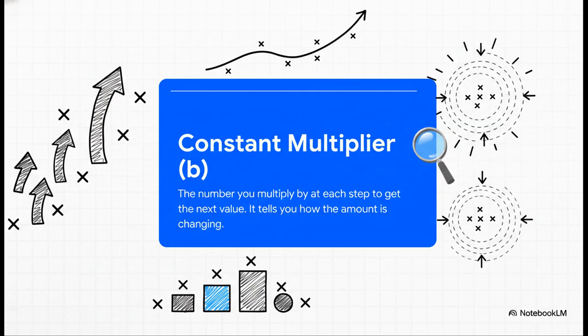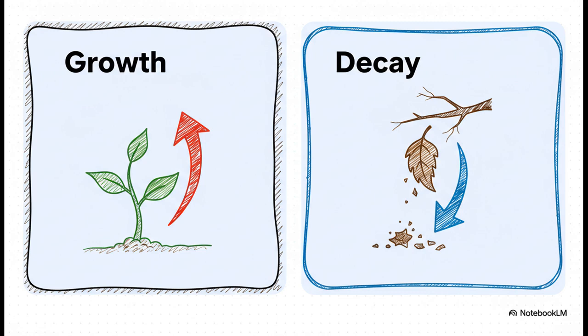That's key. Now, what's really cool is that the value of B tells you the entire plot of the story. If B is bigger than 1, you've got growth. Things are getting bigger, going up. But if B is a number between 0 and 1, like a fraction or a decimal, you've got decay. Things are getting smaller. So that one little number tells you the whole direction of the story. Are we growing or are we shrinking?